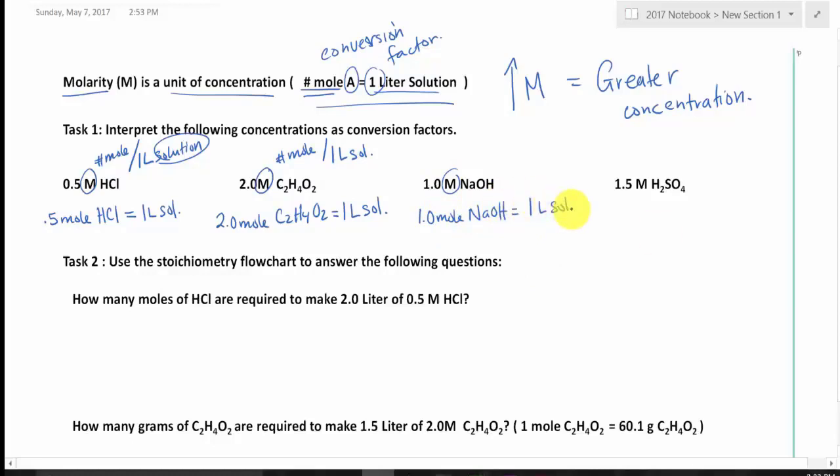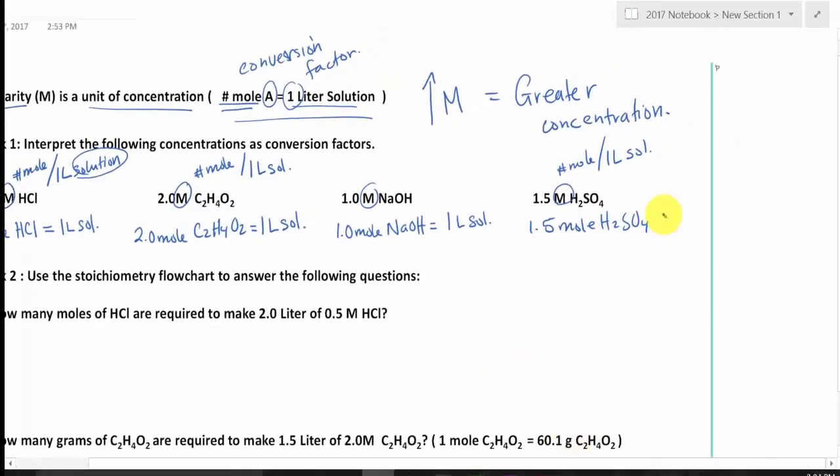Isn't that easy? Again, molarity is number of mole divided by 1 liter of solution. And over here we have 1.5 molarity of H2SO4, which again, molarity is equal to the number of mole divided by 1 liter of solution. We have 1.5 mole of H2SO4, okay, equal to 1 liter of solution. So isn't that easy?